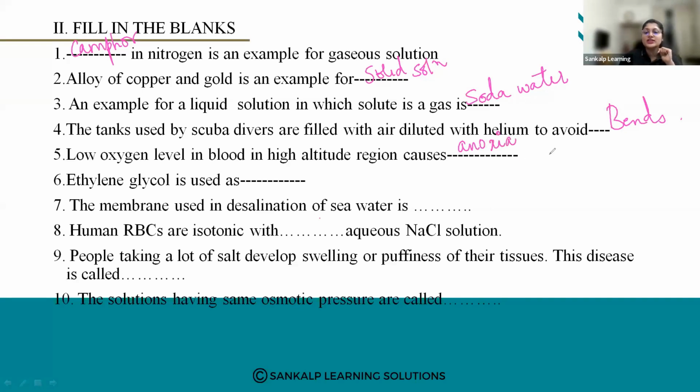What do you mean by anoxia? Okay, so if a person has gone to a high altitude region and is suffering from very low oxygen level in his blood, then his body has gone through anoxia. What it means is absence of oxygen. The level of oxygen in his blood has reduced drastically. So it is called anoxia. Fine.